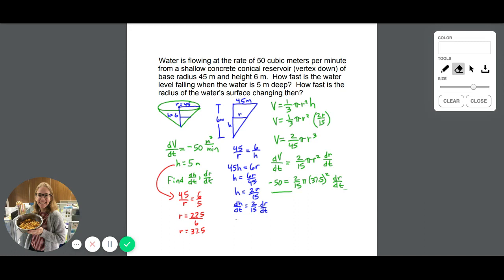So when you do the math here, use your calculator, square 37.5, multiply by 2/15, and then take negative 50 divided by all that to get dr dt by itself. You end up with dr dt is equal to negative 0.085 meters per minute, which, if you change that to centimeters per minute, which I believe was asked of you in the homework, you just move the decimal point over 2, so it'll be 8.5 centimeters per minute.